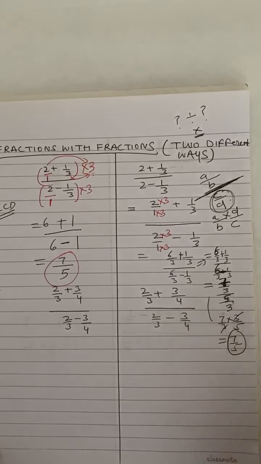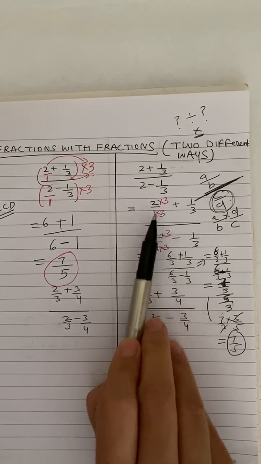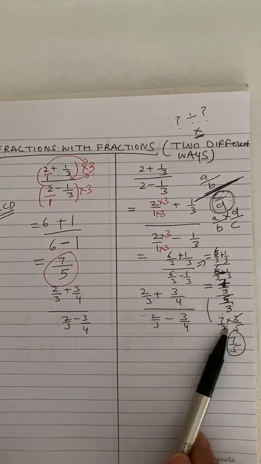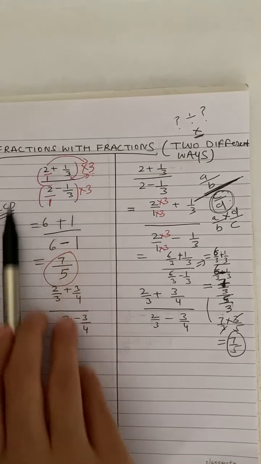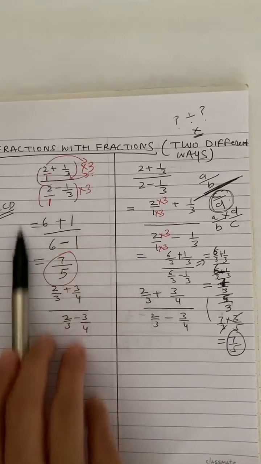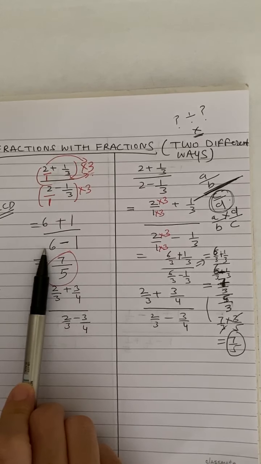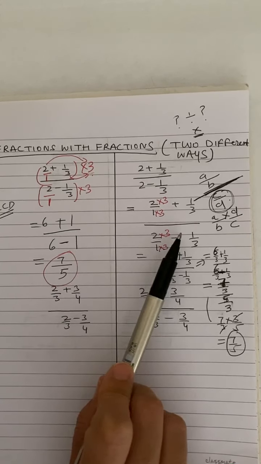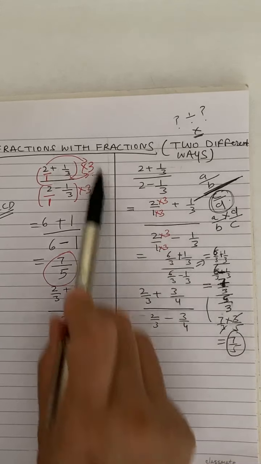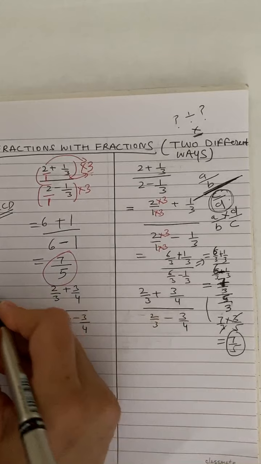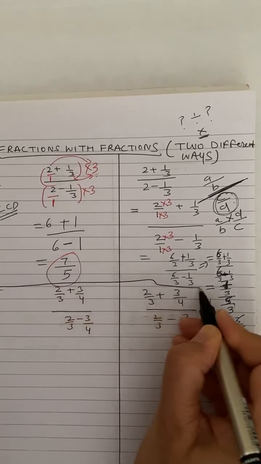You will get 7 over 5. This may seem a bit more complicated, but I wanted to show two different ways of doing it, and you are more than welcome to use the least common divisor to simplify the fractions within the fraction. In case you want to use this, you can, but the other one will be much simpler.